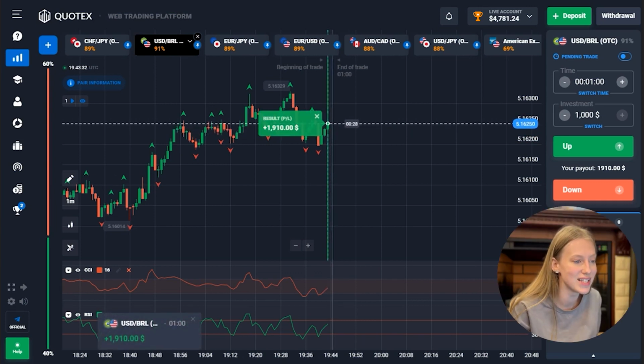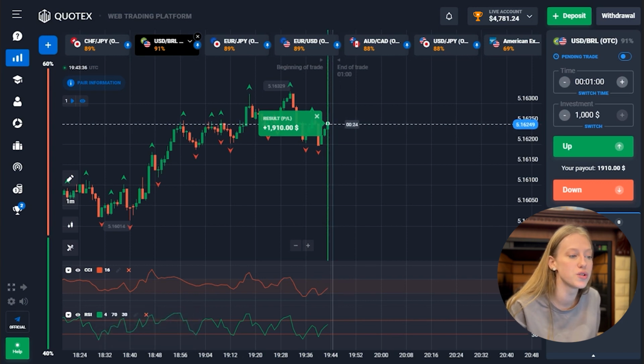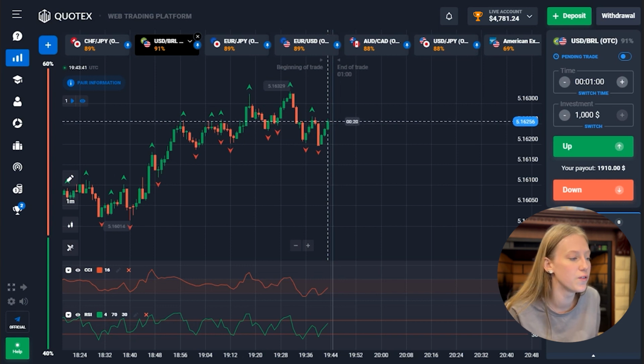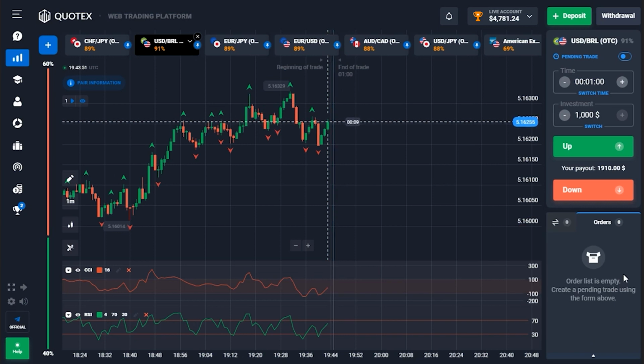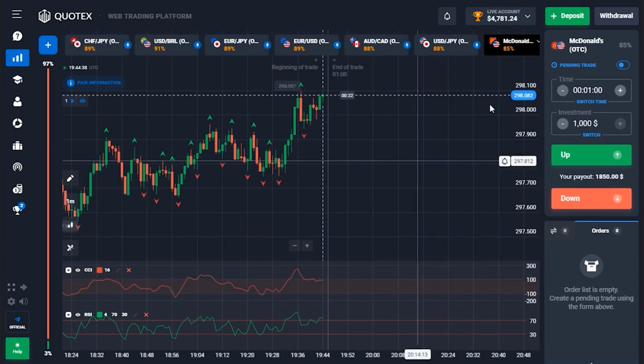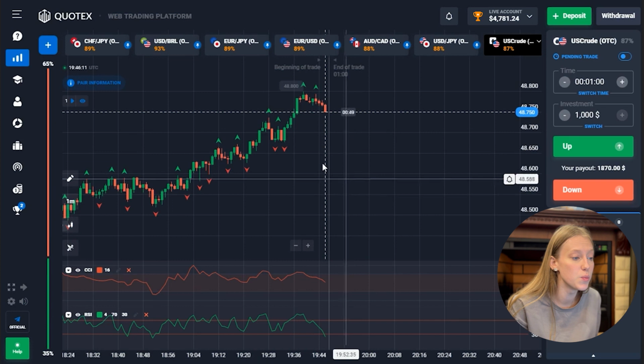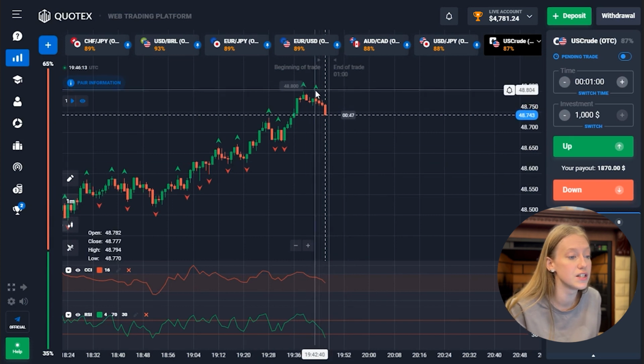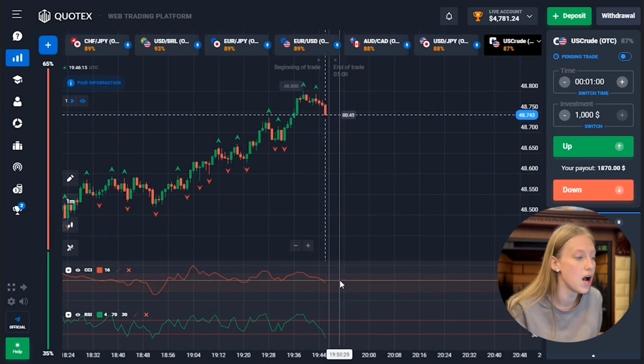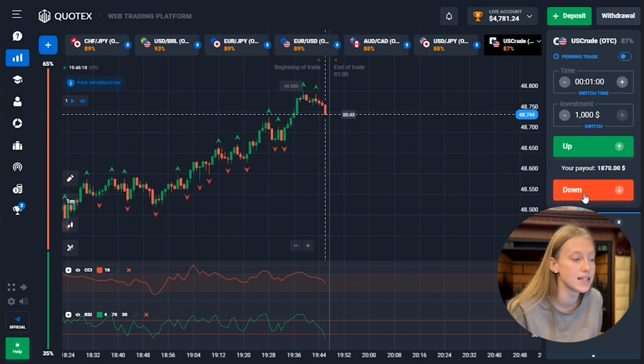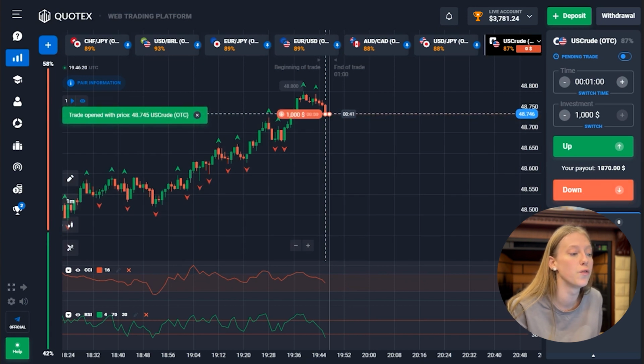Excellent result once again! I really like the strategy for beginners because it shows really good entry points. Let's open the last trade for today, and I think that it will be enough. At the moment we see a fractal, this is the first signal to decline. Also, the RSI and CCI indicators are pointing down. I think you've already guessed, I'm opening a trade down for 1 minute.